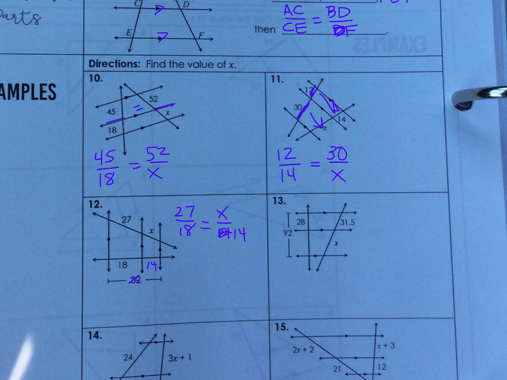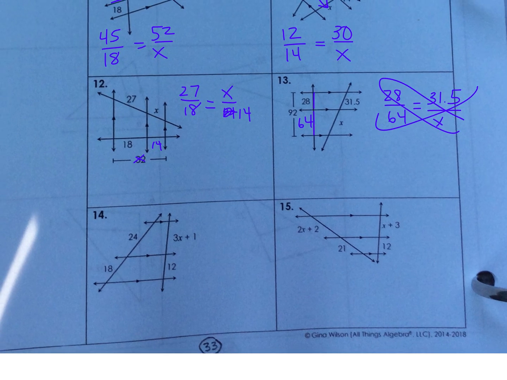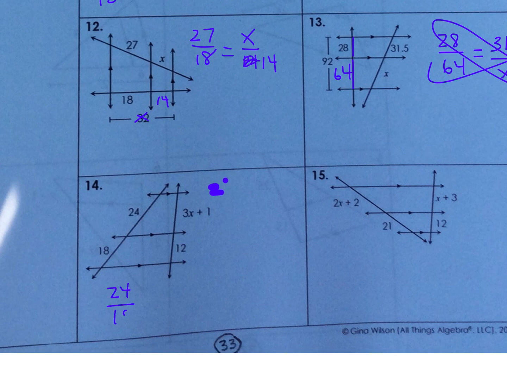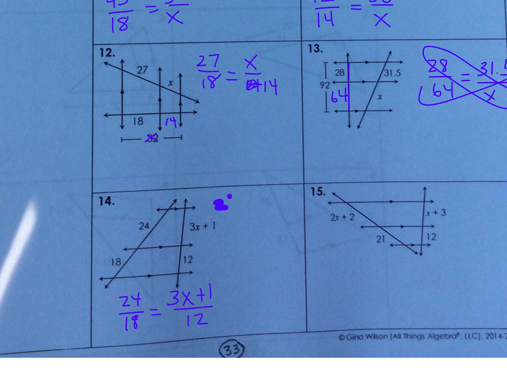Next is tricking us again. If the whole thing is 98, that part's 28, so this part would have to be 64. So 28 over 64 equals 31.5 over x. And remember, if we want to solve it, we just cross multiply. Number 14, very similar. 24 over 18 equals 3x plus 1 over 12. And the last one, 15, 2x plus 2 over 21 equals x plus 3 over 12, cross multiply.